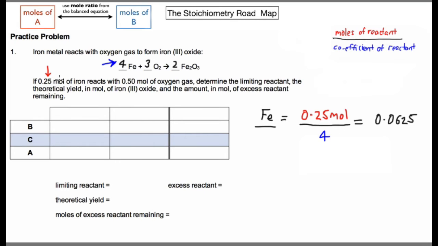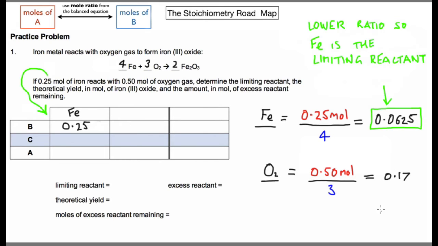Iron is 0.25 moles and has a coefficient of 4. 0.25 divided by 4 is 0.0625. And do the same for the oxygen. We've got 0.5 moles of oxygen divided by the coefficient in the balanced equation. Gives us 0.17. So obviously the iron has the lower ratio, so iron is the limiting reactant.